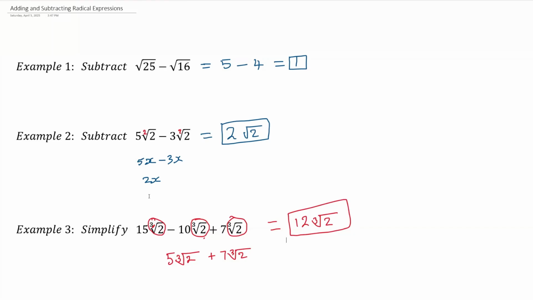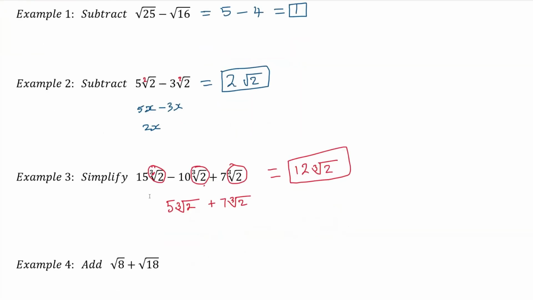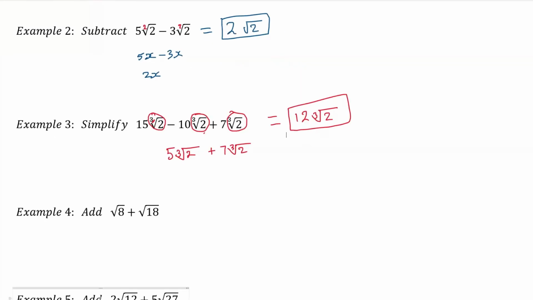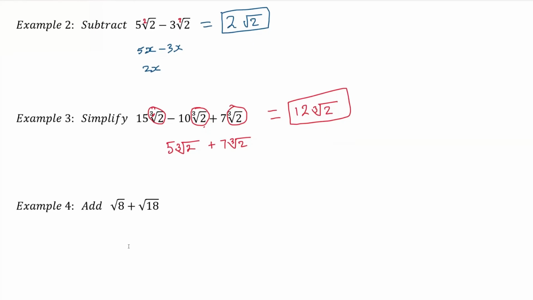All right, so bear those examples in mind as we move to the next one, which is example 4. Example 4 wants you to add the square root of 8 to the square root of 18. Again, just look at what's under the radical. 8 and 18 are not the same, so you cannot add them just as they are. You have to somehow simplify them first.